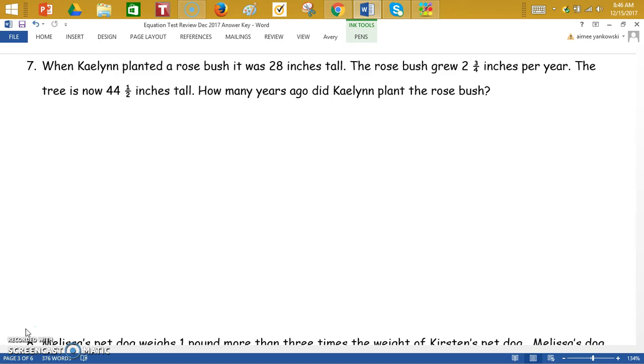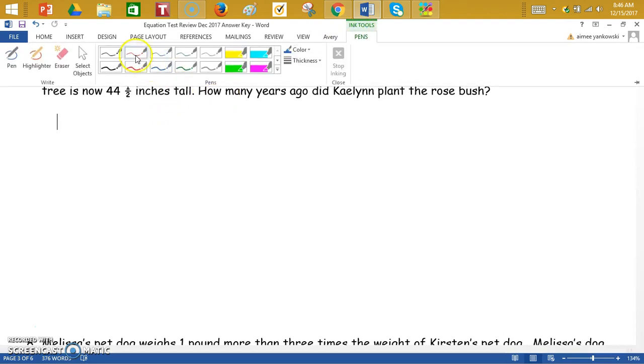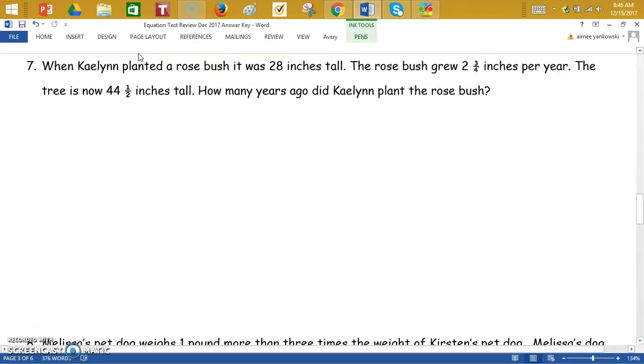Okay, I'm going to set up an equation because this is an equation test. So I'm going to let y equal number of years. So we're trying to figure out how many years ago Kaylin planted the rose bush. Well, when she first planted the rose bush, it started as 28 inches tall. Then she has to add to that how much it grows each year.